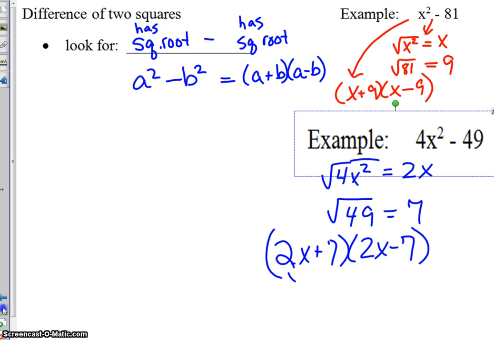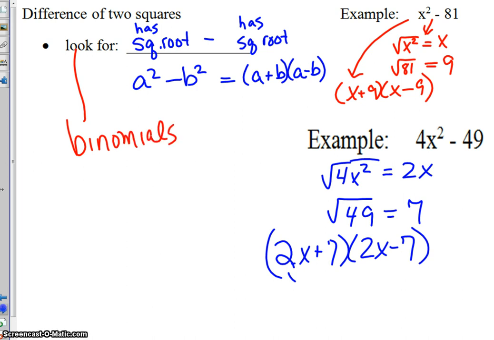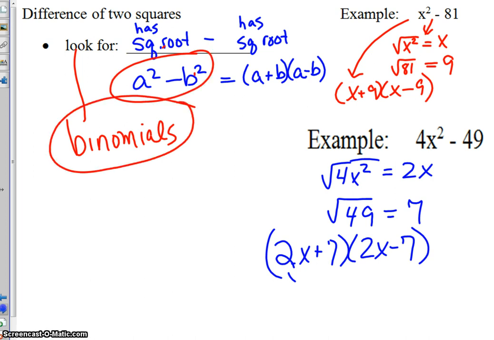So really what we're looking for is a binomial, which means two terms. All right, and then something squared, something squared. So really think about this. We're looking for a binomial, two terms. We're looking for only having subtraction between them as well. So only having subtraction between them is going to be important.